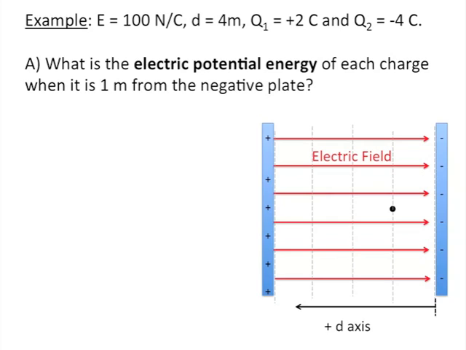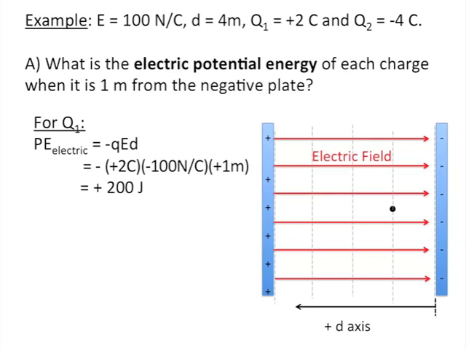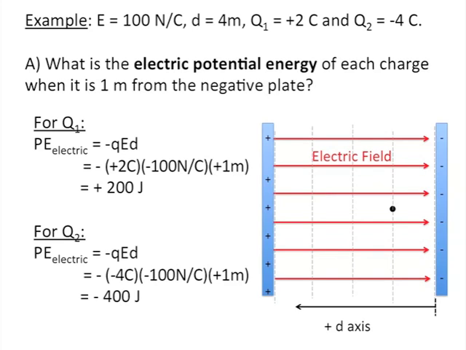So when we get to part B, we're going to be calculating the electric potential, but we can't calculate electric potential unless we first know electric potential energy. So that's the purpose of this part. For Q1, the electric potential energy, using the equation negative Q times E times D, comes out to be positive 200 joules. Just a reminder, you do have to put in the signs for the electric field, the charge, and the position. For Q2, we now need to put in a negative for the charge, so negative 4 coulombs, but the other values are the same, and we get negative 400 joules.